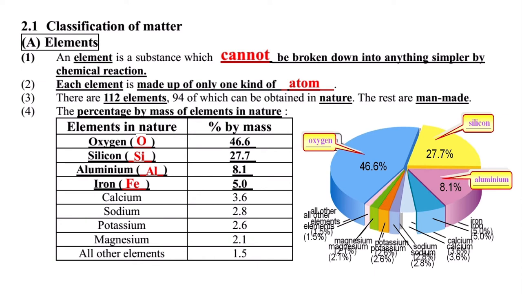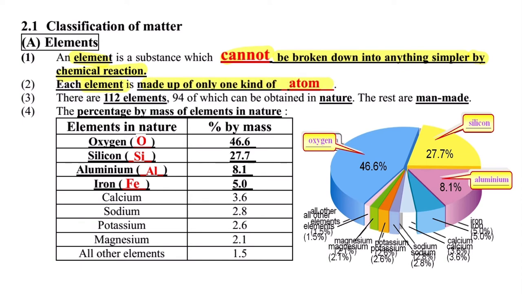So first, an element. We have learned about element before, but I will introduce it again. An element is a substance that cannot be broken down into anything simpler by chemical reaction. For example, oxygen is an element, so it cannot be broken down into anything simpler. An element is made up of only one kind of atom.